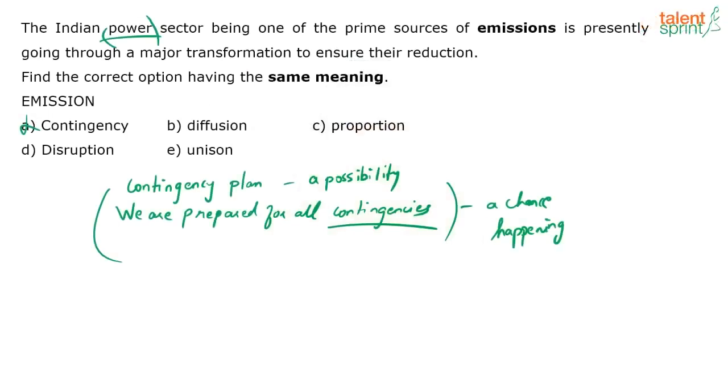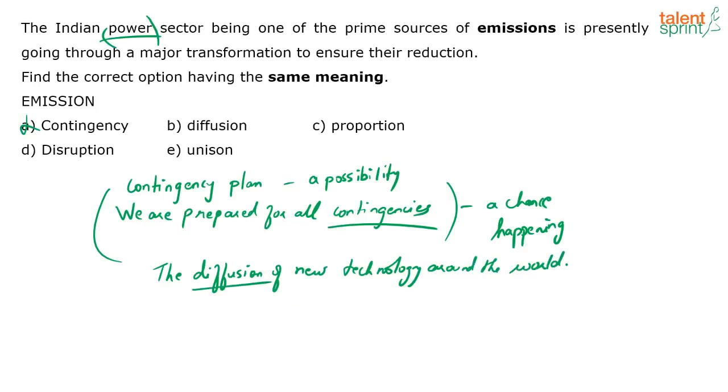Diffusion. To diffuse something means what? Again, apply collocations. What can I associate this word with? Let me give you a context. If I say the diffusion of new technology around the world, what is the meaning of diffusion? Again, apply context clues. There are diffusers for room freshener in the market.